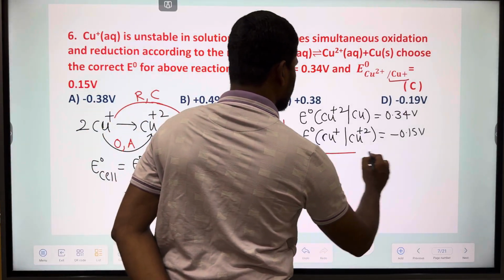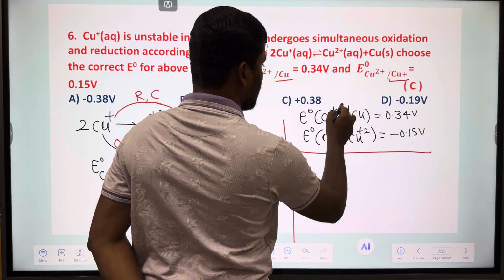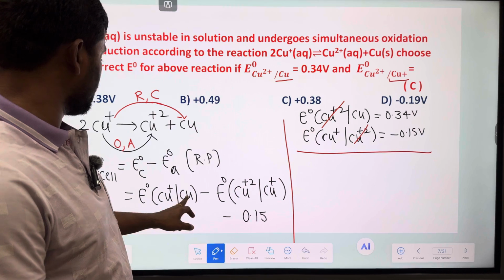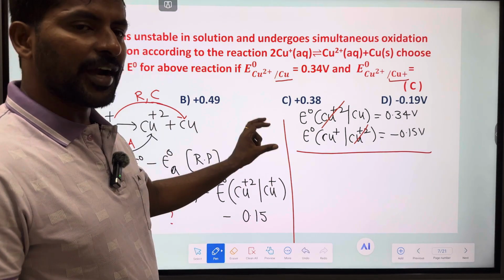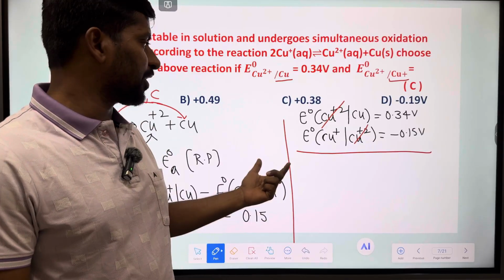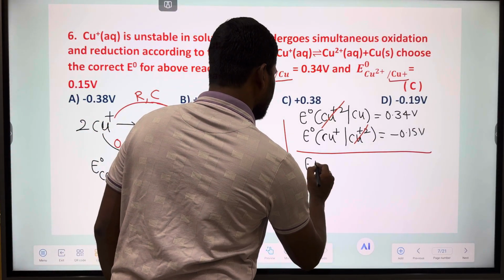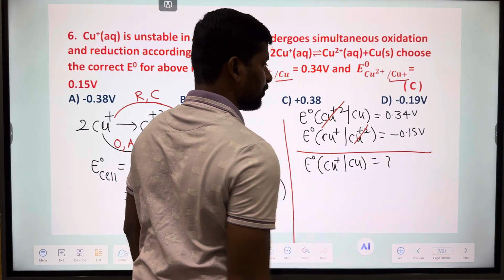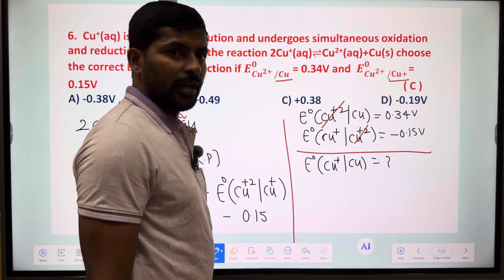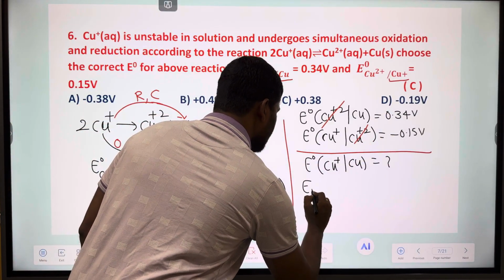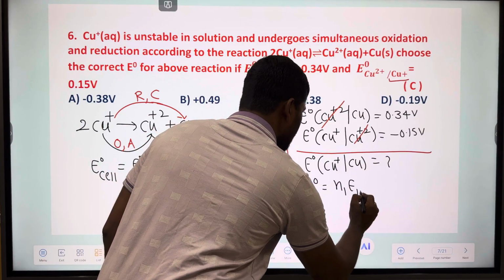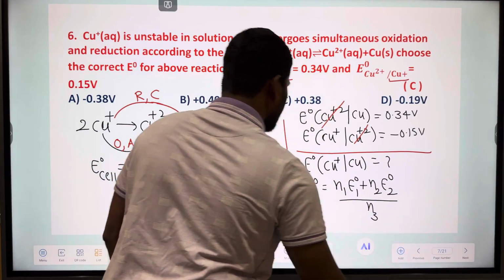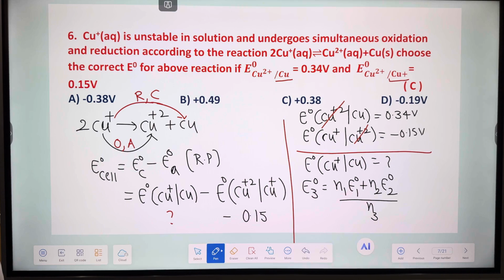Now if you add these two, Cu2+ gets cancelled, right? Now what we get is Cu2+ to Cu. So if we add reactions 1 and 2, we get the third reaction, our required reaction, Cu+ on the left side and Cu on the right side. If E1 naught and E2 naught are given, how to get E3 naught? The formula is E3 naught is equal to (N1 E1 naught plus N2 E2 naught) by N3.